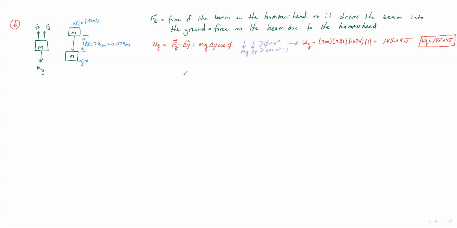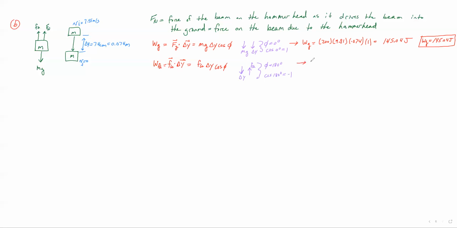Now, let's do the work due to friction because we've done that before. The work due to friction is going to be, again, the force of friction dotted with delta y. That's going to be F_k delta y cosine phi. But now here we have something that's the opposite, right? We have delta y going down, but we have F_k going up, right? Because it's friction from the rails where it's moving on. So phi is 180 degrees. The cosine of 180 degrees is -1.